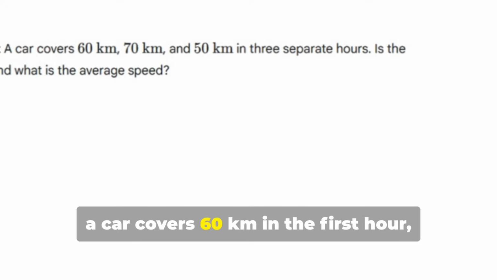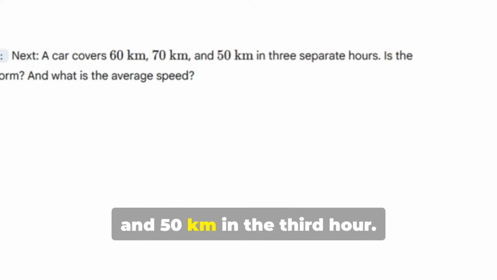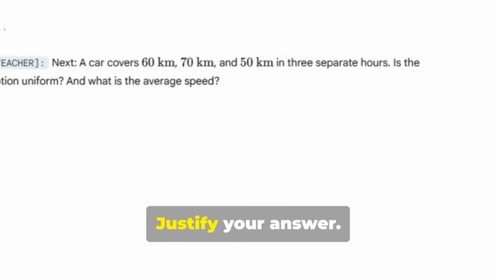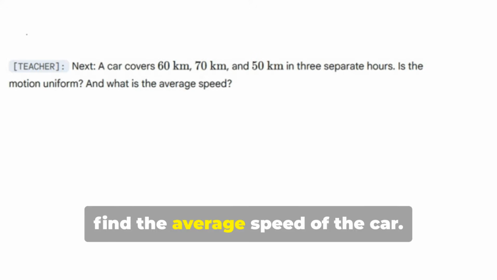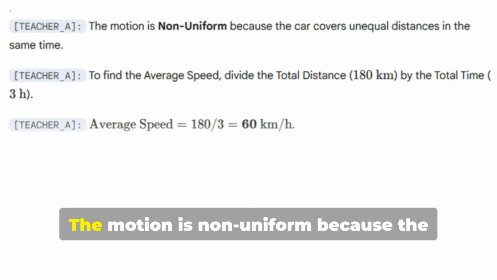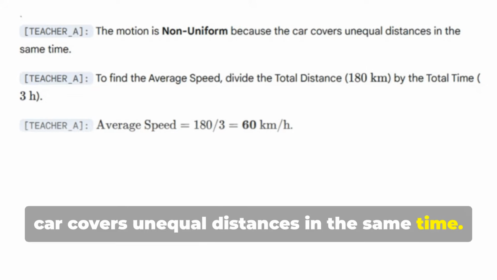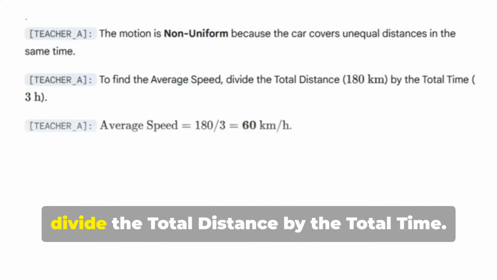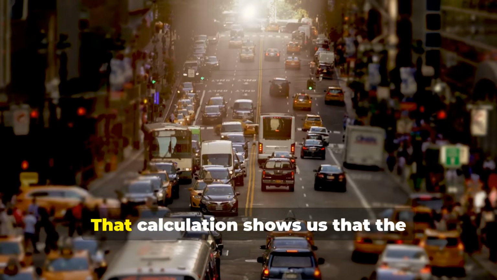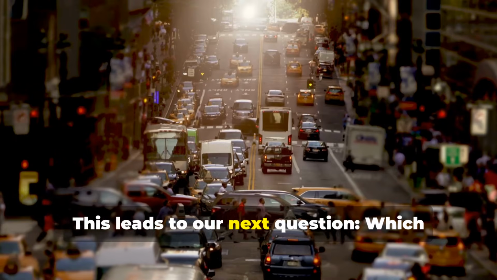Next, a car covers 60 kilometers in the first hour, 70 kilometers in the second hour, and 50 kilometers in the third hour. First, is the motion uniform? Justify your answer. Then, find the average speed of the car. The motion is non-uniform because the car covers unequal distances in the same time. To find the average speed, divide the total distance by the total time. That calculation shows us that the car's speed changes constantly. This leads to our next question.